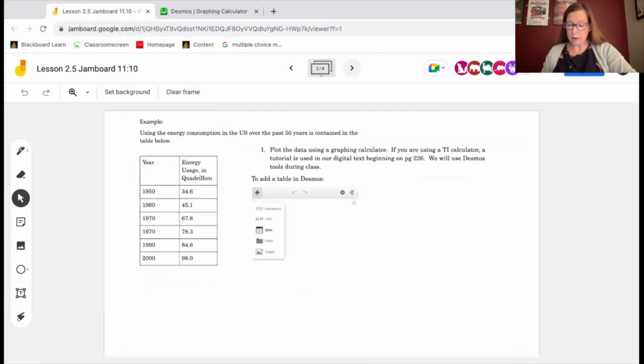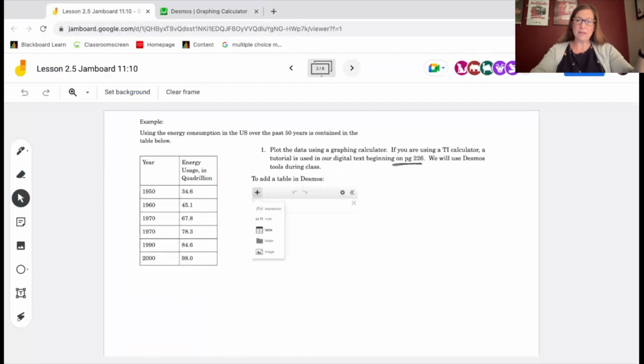Our first problem here: the energy consumption in the United States over the past 50 years is contained in the following table. Plot the data using a graphing calculator. I'm going to show you how to plot this and do things in Desmos. However, if you would like to use your TI, your Texas Instruments calculator, page 226 in our digital textbook shows you how to do that. If anyone is planning on using their TI calculator, let me know. I can also provide assistance showing you what that looks like. I just find Desmos to be much more user-friendly in that manner.